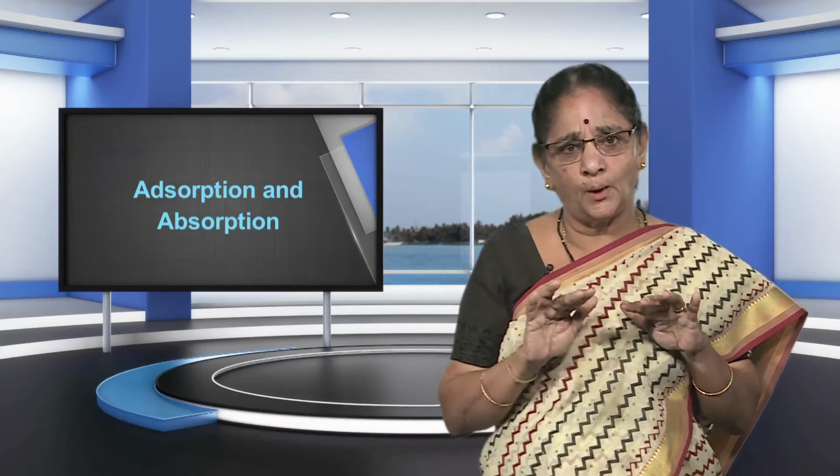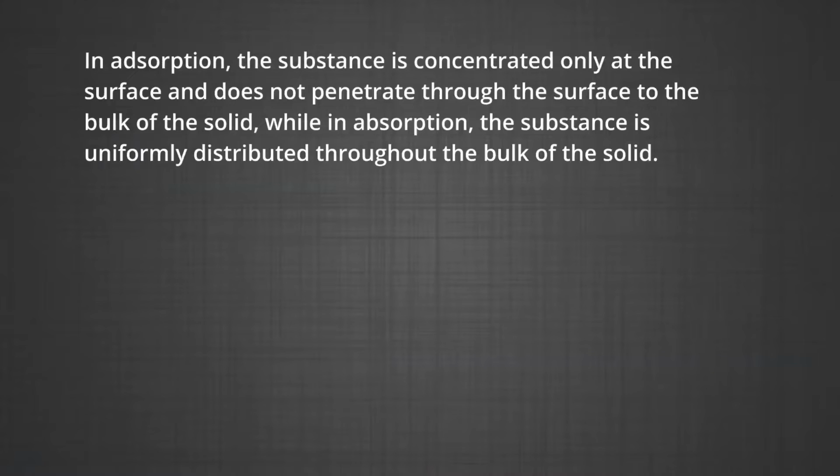Now, let us distinguish between adsorption and absorption. In adsorption, the substance is concentrated only at the surface and does not penetrate through the surface to the bulk of the solid, while in absorption, the substance is uniformly distributed throughout the bulk of the solid.